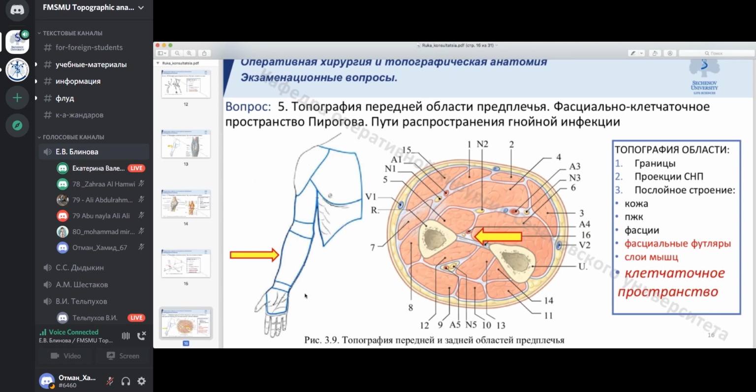The layers of the anterior region of the forearm: the anterior region is located here, the posterior is located here. First, the skin and subcutaneous tissue. Subcutaneous tissue contains veins, superficial arteries, and superficial nerves. And you should know the medial part of the skin of the forearm is supplied by the medial antebrachial cutaneous nerve. The lateral part is supplied by the lateral antebrachial cutaneous nerve. This nerve is a branch of the musculocutaneous nerve. The medial one is a branch of the medial cord of the brachial plexus.